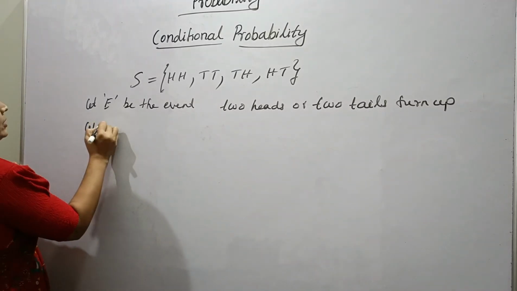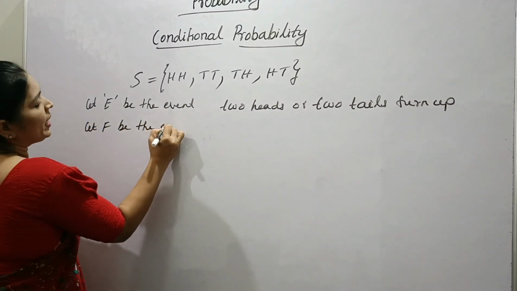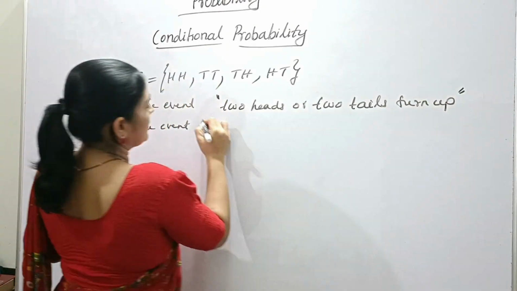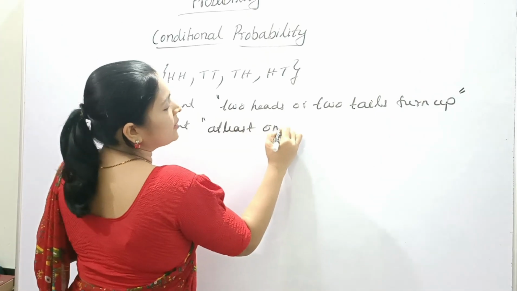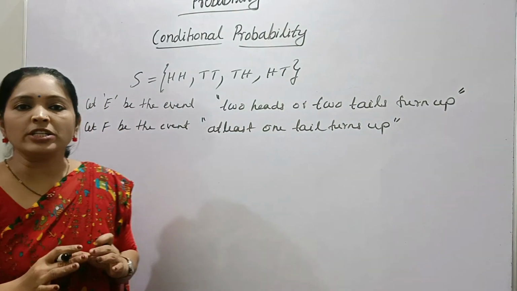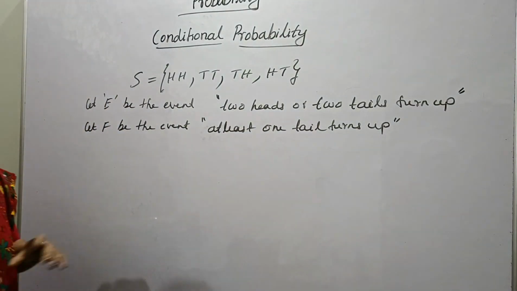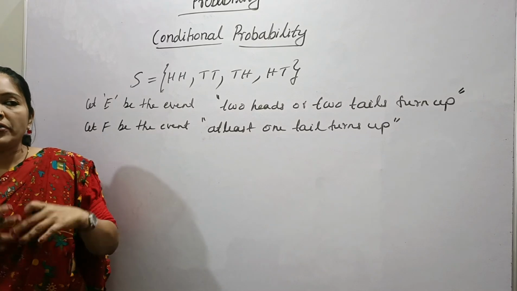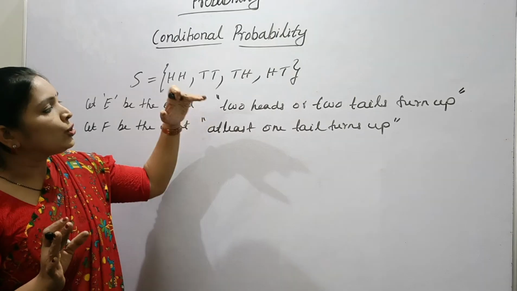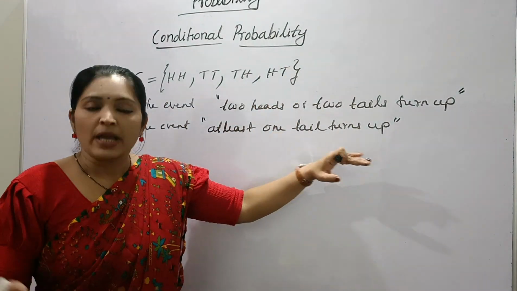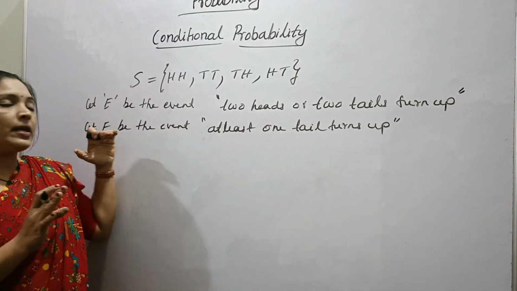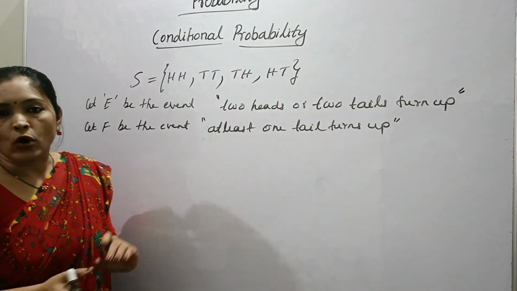Let F be the event that at least one tail turns up. So our question is, what is the probability of E, that is, of two heads or two tails turning up, given that at least one tail turns up? Here the event F has already occurred.